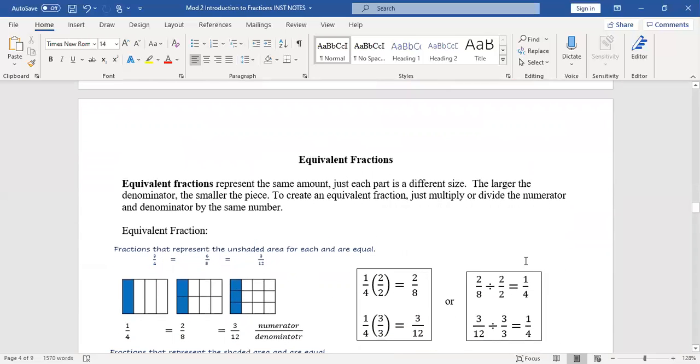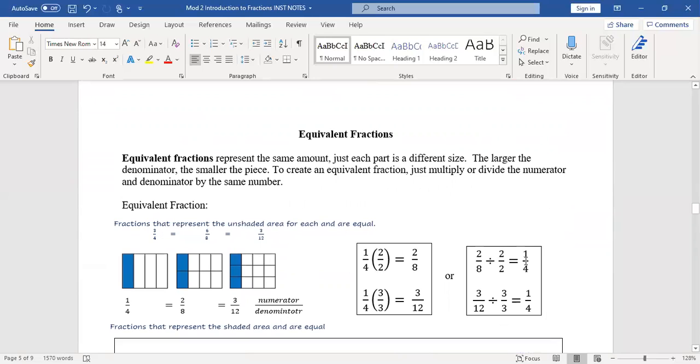Equivalent fractions. Equivalent fractions represent the same amount, just each part is a different size, like in the previous example with the pizzas. The larger the denominator, the smaller the piece. To create an equivalent fraction, just multiply or divide the numerator and denominator by the same number. Equivalent fractions, fractions that represent the unshaded area for each, they are equal.